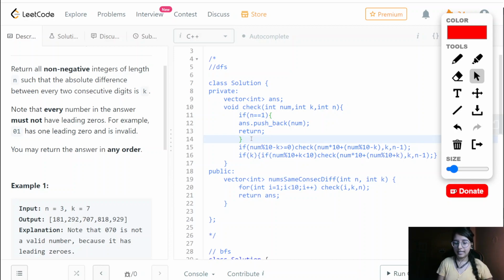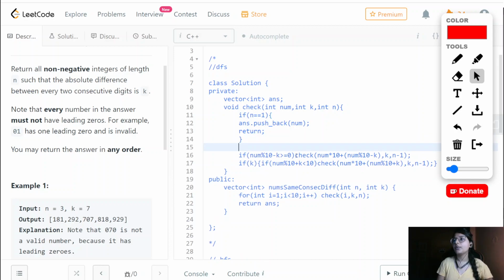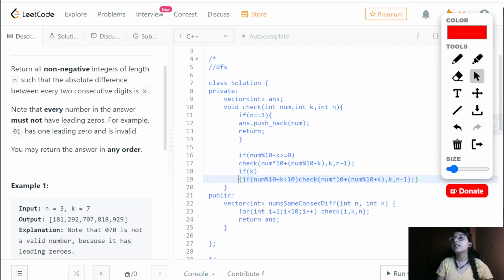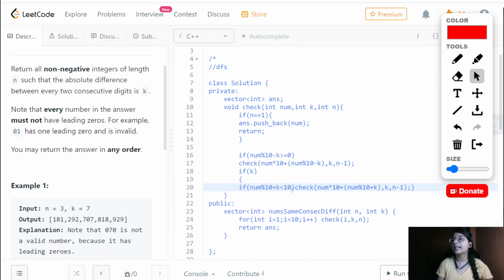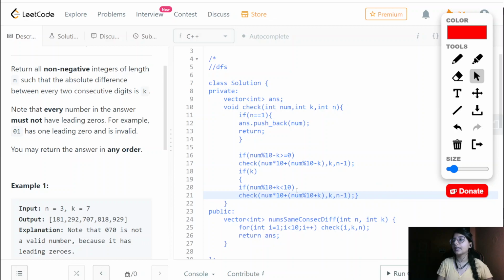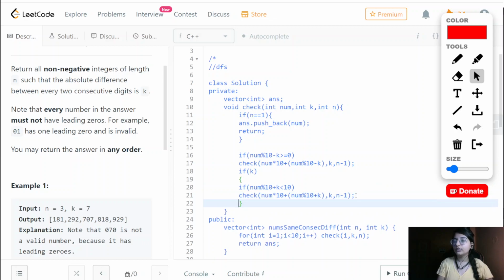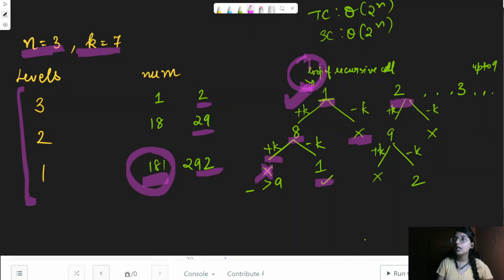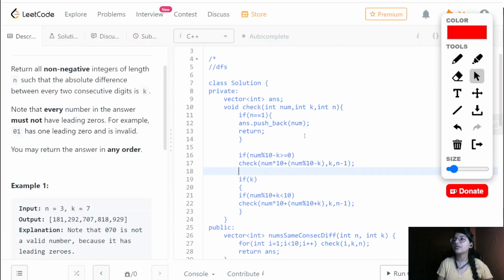And now comes the next part. That was for the base case. Now here is the main calculation. One of them is for the positive case, and another one is for the negative case, because we were having two scenarios. You can check here, we were having two scenarios, right? Either we can add to it or we can subtract from it, right? So that's what we are doing here.